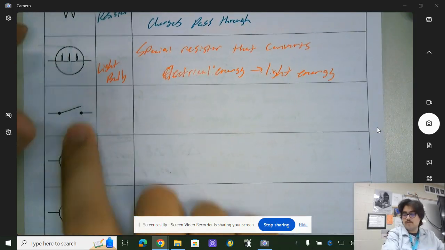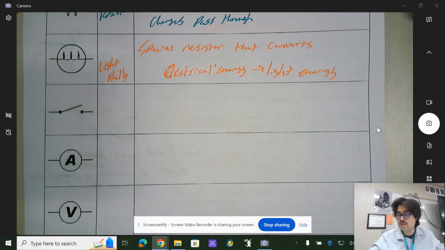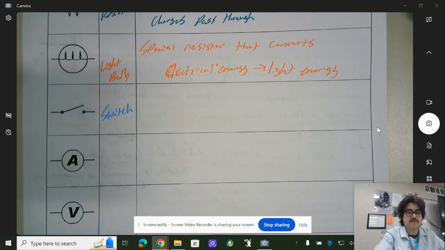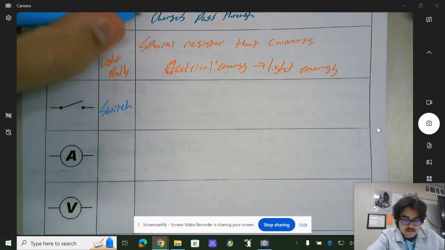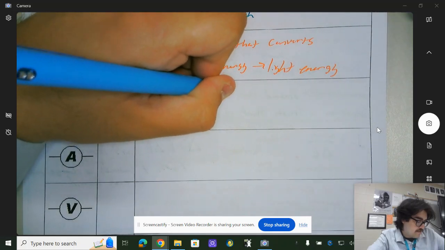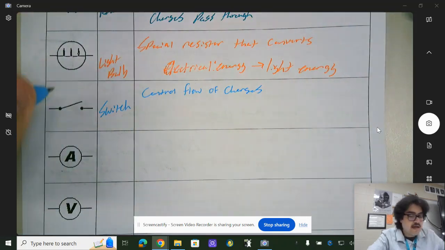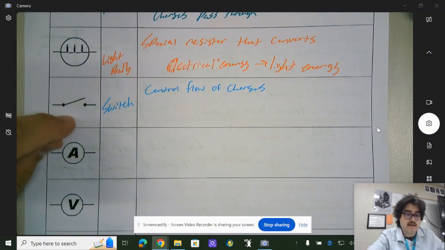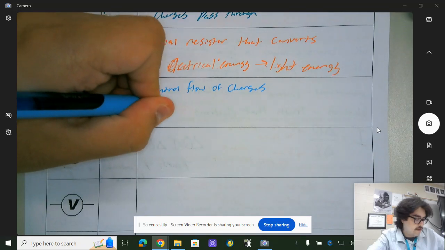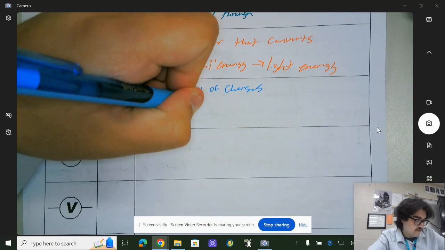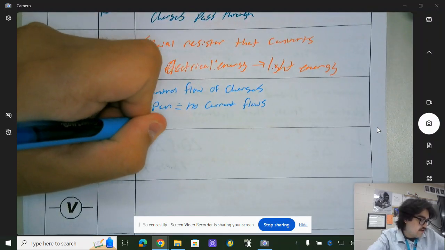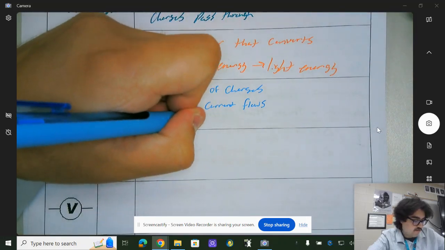This symbol right here is a switch. We typically draw switches open so you can tell where they are. This is something that is used to control the flow of charges. This is an open switch right here, because it's detached. If it's open, no current flows. If it's closed, current can flow freely.